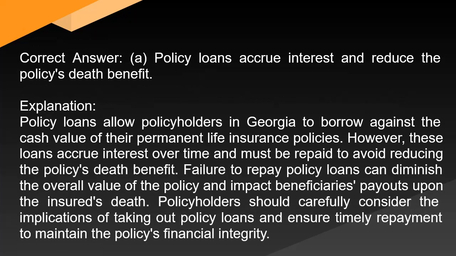Correct answer. A. Policy loans accrue interest and reduce the policy's death benefit. Explanation. Policy loans allow policyholders in Georgia to borrow against the cash value of their permanent life insurance policies. However, these loans accrue interest over time and must be repaid to avoid reducing the policy's death benefit. Failure to repay policy loans can diminish the overall value of the policy and impact beneficiaries' payouts upon the insured's death. Policyholders should carefully consider the implications of taking out policy loans and ensure timely repayment to maintain the policy's financial integrity.